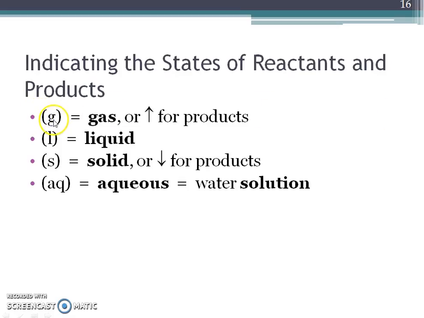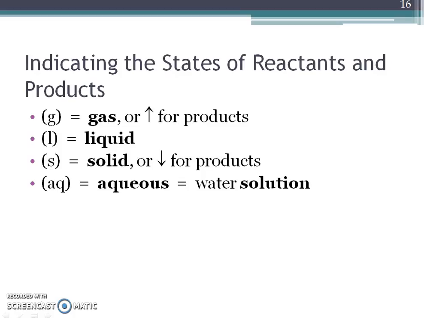So these are just what you will see after most substances. So if you see a G, that just means it's in the gas phase. L is liquid phase, S is solid phase, and AQ just means aqueous. That means it's some kind of solution. So simple things like sodium chloride solution.